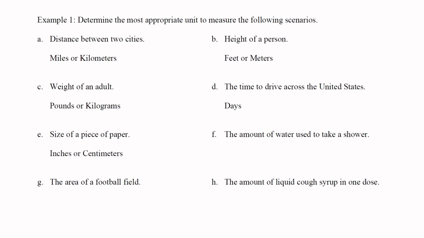The amount of water used to take a shower, probably talking about a few gallons, or in metric, a few liters. The area of a football field, we're going to be talking about square yards or square meters. And then the amount of liquid cough syrup in one dose, you're probably going to do that in fluid ounces or milliliters, or you may even alternatively use the term teaspoon or tablespoon.